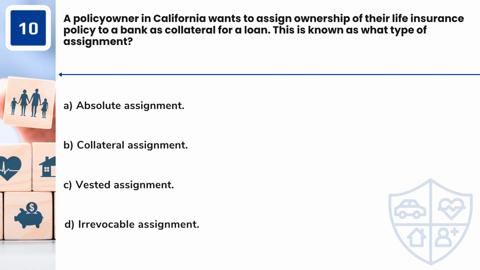A policy owner in California wants to assign ownership of their life insurance policy to a bank as collateral for a loan. This is known as what type of assignment? A. Absolute assignment. B. Collateral assignment. C. Vested assignment. D. Irrevocable assignment.